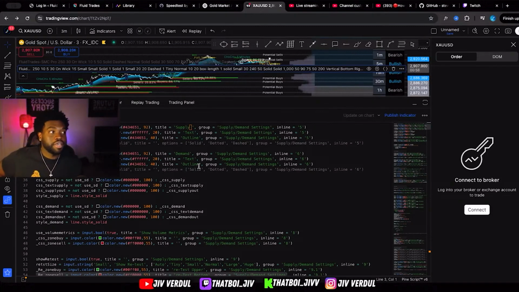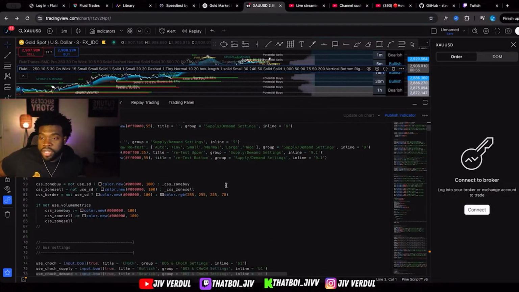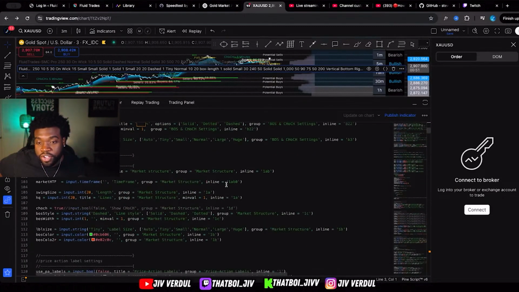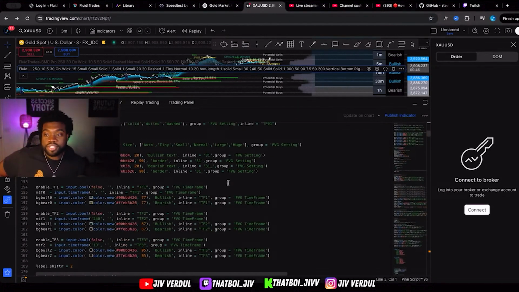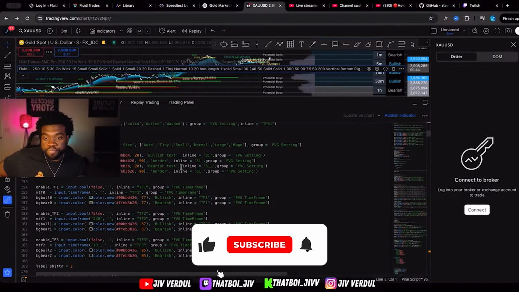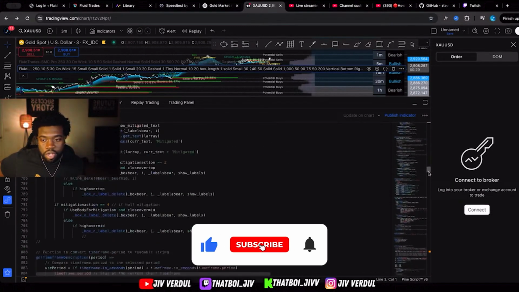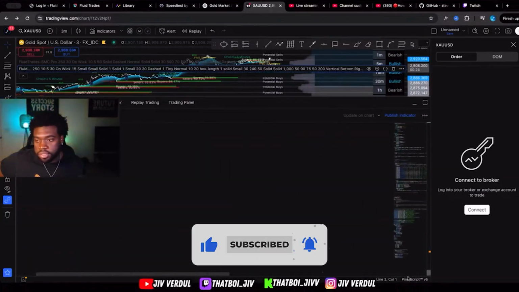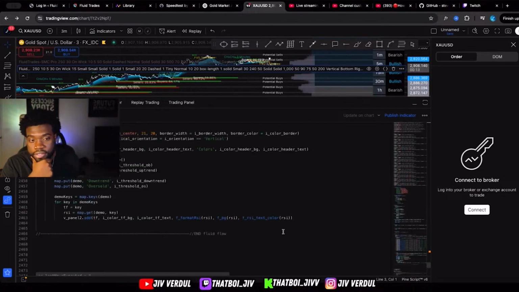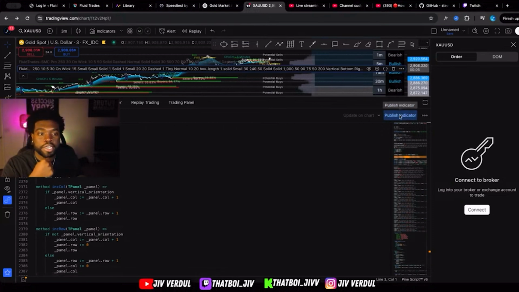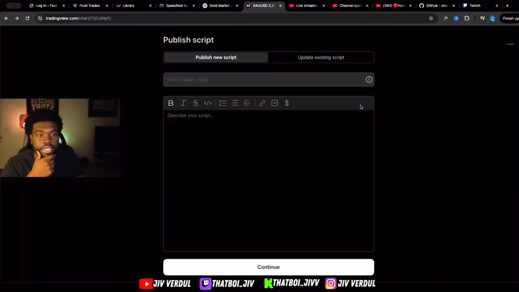So yeah, guys, this is all the code that went into the indicator. And I'm telling you guys, it took very, very long to figure out the final update because TradingView updated their script. If I scroll all the way down, it's about 2,577 lines of code in this indicator. But let's publish the indicator so I can get you guys access. Publish new script.